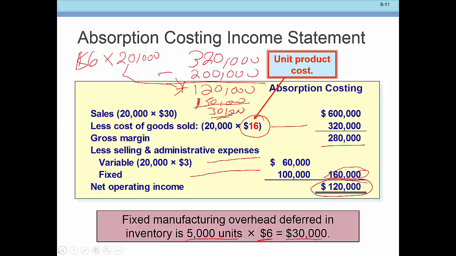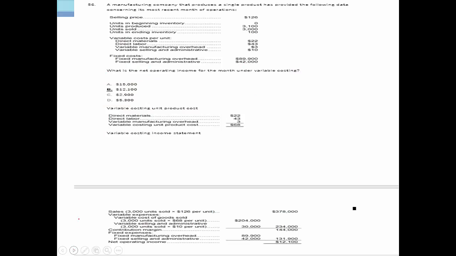Okay. All right. So let's go ahead and take a look at another question now and see if we can work our way through this one. A little bit better this time.